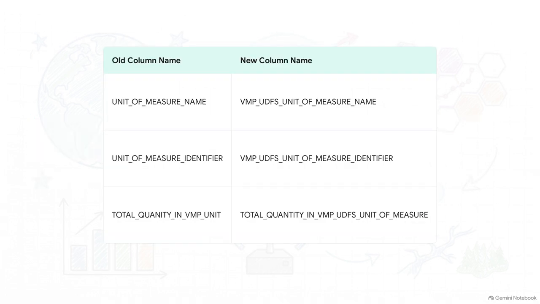Consider this next part your vital cheat sheet. Several column names are evolving to be a lot more precise regarding that virtual medicinal product standard. For example, unit_of_measure_name is getting a prefix, becoming VMP_UDFS_unit_of_measure_name. Same deal for the identifier column, which maps over to VMP_UDFS_unit_of_measure_identifier. And that final quantity column updates to total_quantity_in_VMP_UDFS_unit_of_measure. Basically, if you have automated ingest scripts looking for the old headers, you need to update your mapping right now.